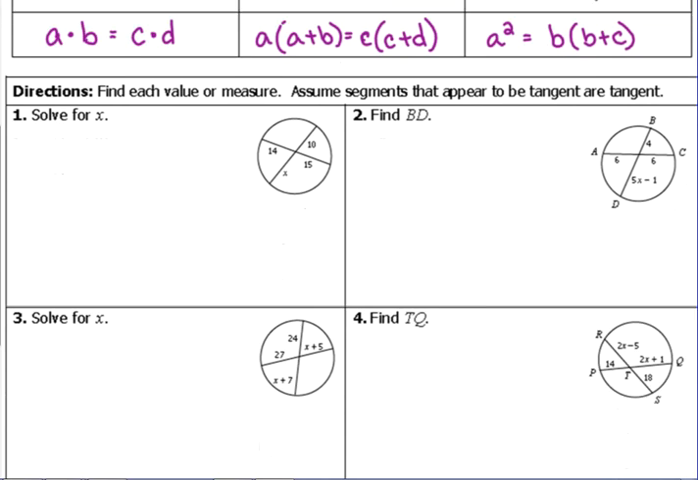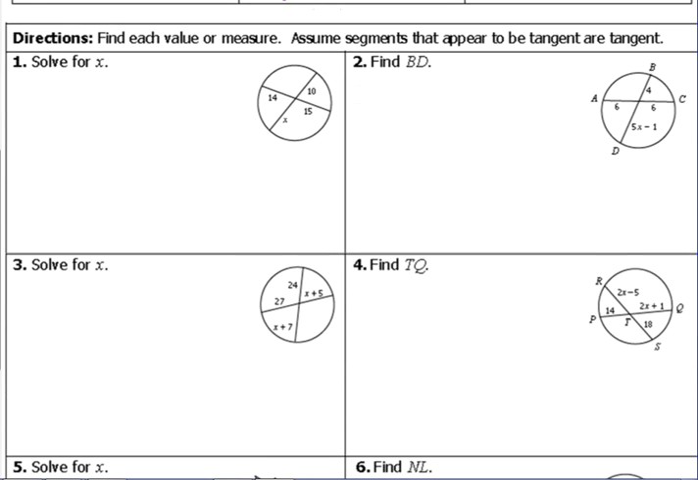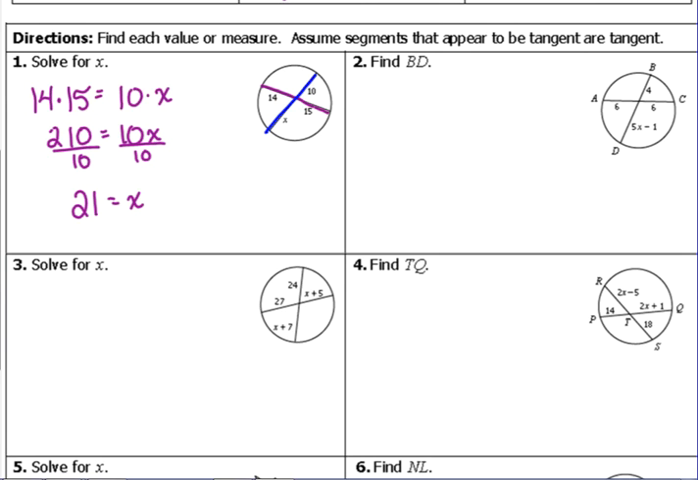All right, let's look at some examples here. Number 1, solve for x. This is type 1. Everything's within the circle, so we multiply 14 times 15 is equal to 10 times x. It doesn't matter which side of the equation you have it on, just so that the pieces that are on the same line go together. So 14 and 15 are on the same line, 10 and x are on the same line. Then we solve it. 14 times 15 is 210. Then we divide by 10. So 21 is our missing segment, 21 is our x.